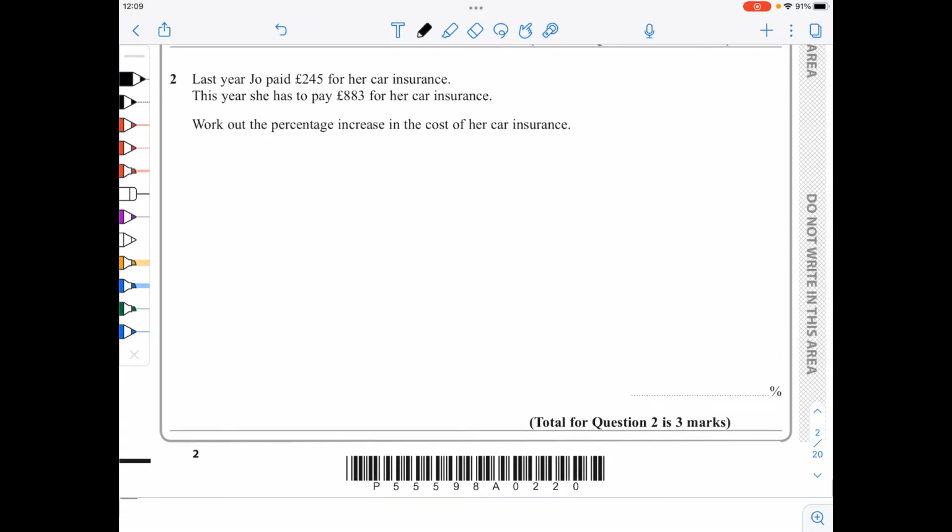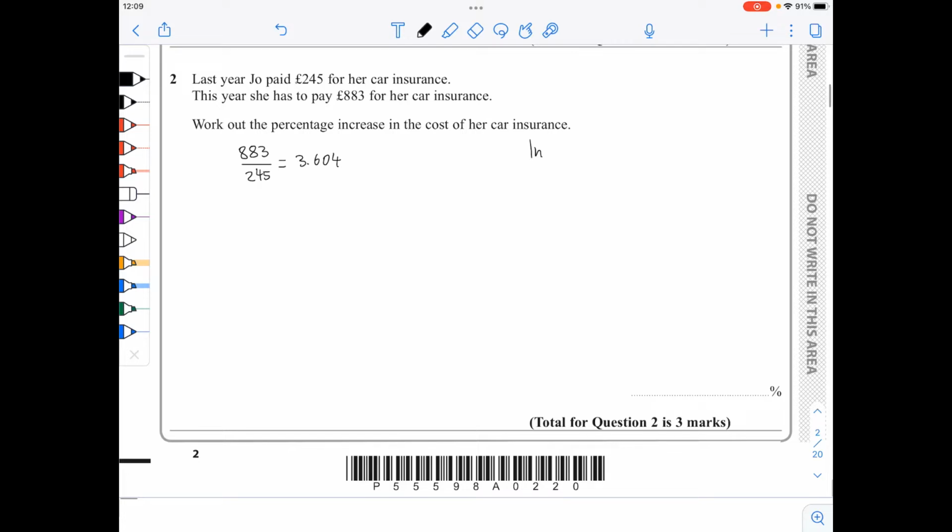Question 2, last year Joe paid $245 for her car insurance. And this year she has to pay $883 for her car insurance. We need to work out the percentage increase in the cost of the insurance. So I'm going to be dividing the new insurance by the original. So 883 divided by 245, which gives an answer of 3.604. So this is the multiplier to take you from the original to the new price.